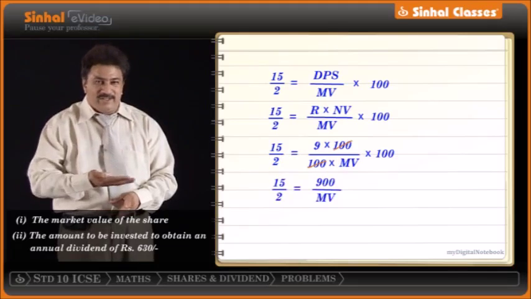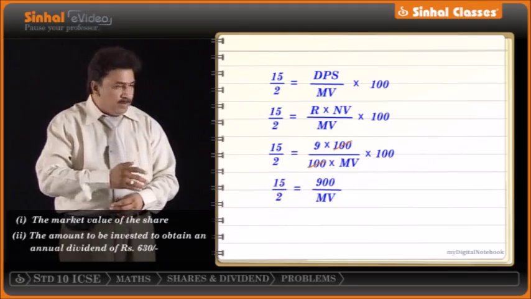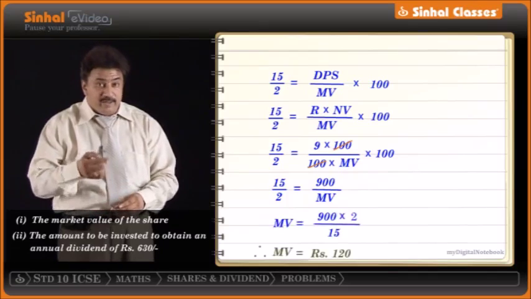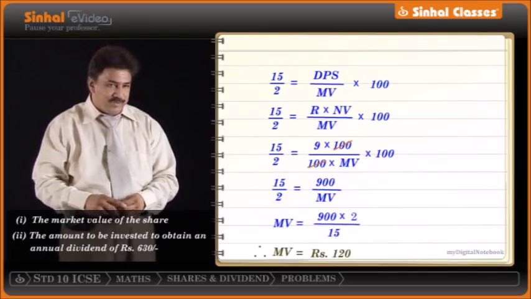By cross multiplication, what do we get? Market value is equal to 900 into 2 upon 15. That further down I get rupees 120. So rupees 120 is nothing but the market value. That is the first part of the question.